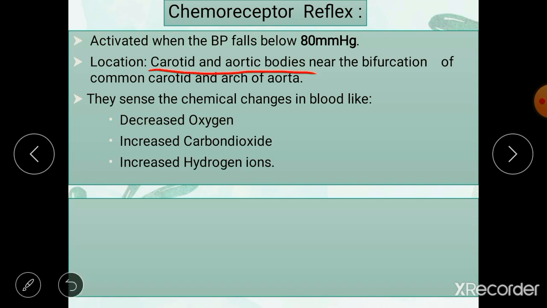As I mentioned before, it is a body which is present at the bifurcation of the common carotid artery, and you do not have to confuse it with the carotid sinus, which is just a dilation, while the carotid body is a separate, round oval shaped body which is present at the bifurcation of the common carotid artery, and within this carotid body there are chemoreceptors. These chemoreceptors detect changes in chemicals like oxygen, carbon dioxide and hydrogen ions.